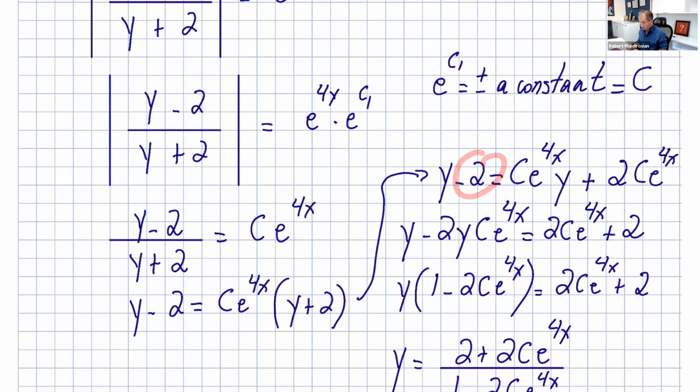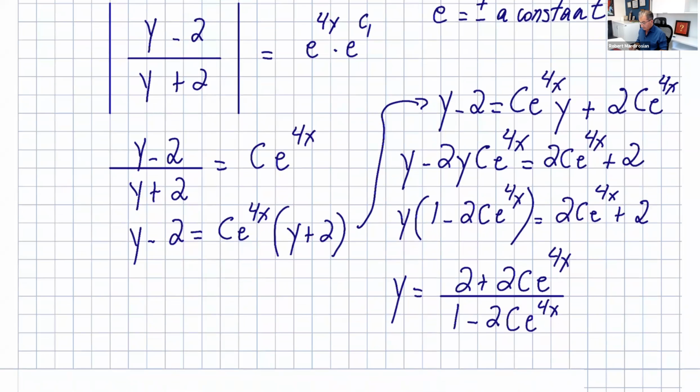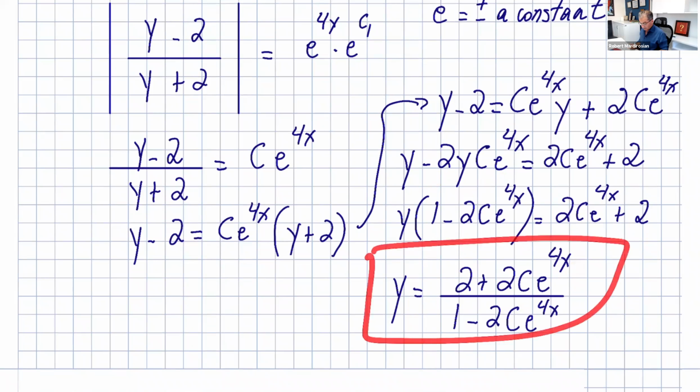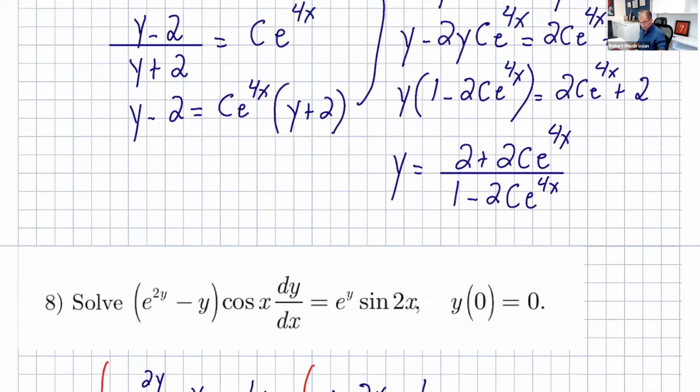Take the 2 to the other side, or add 2 to both sides, so you get plus 2, factor out y, and divide both sides by that expression, and that's really good. That's a very good answer. Or you can just write that as 2 times (1 plus c e to the power of 4x). It doesn't make any difference. So that's a good answer.